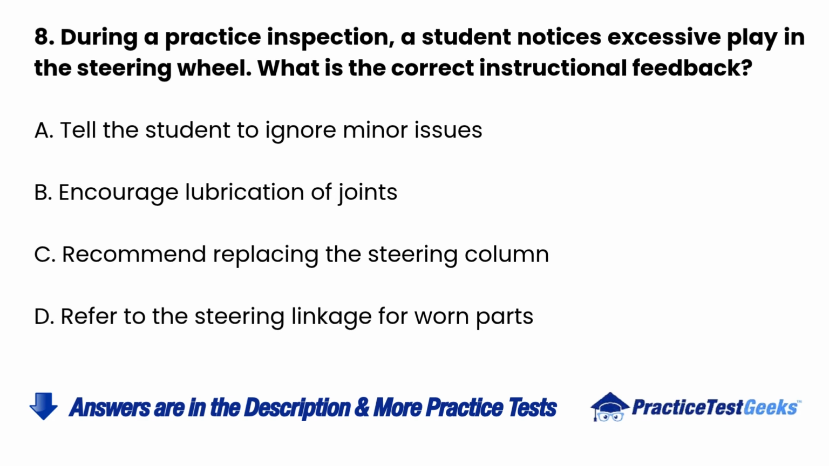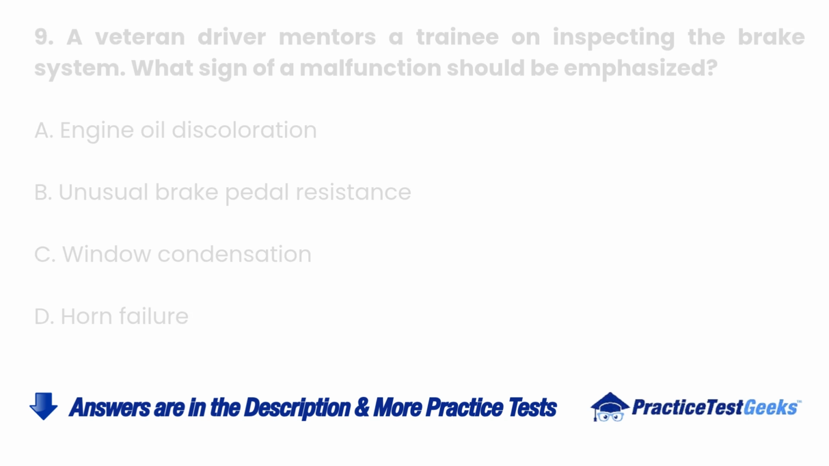8. During a practice inspection, a student notices excessive play in the steering wheel. What is the correct instructional feedback? A. Tell the student to ignore minor issues. B. Encourage lubrication of joints. C. Recommend replacing the steering column. D. Refer to the steering linkage for worn parts.